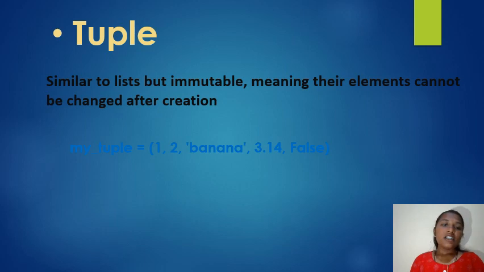Next is tuple. Tuple is similar to list, but it is immutable, meaning its elements cannot be changed after creation. For example, my_tuple is equal to parenthesis 1, 2, banana, 3.14, false. This is also a collection of different data types, but in this tuple, these elements cannot be changed once they are entered.